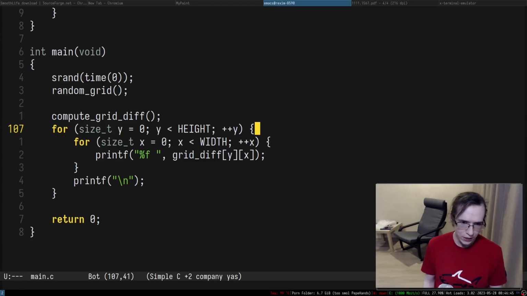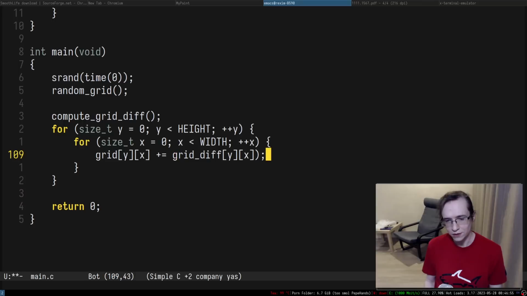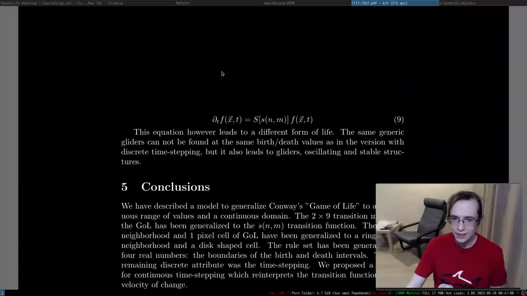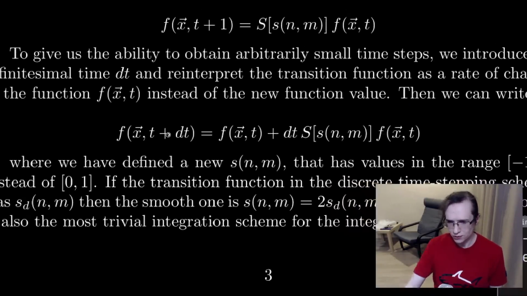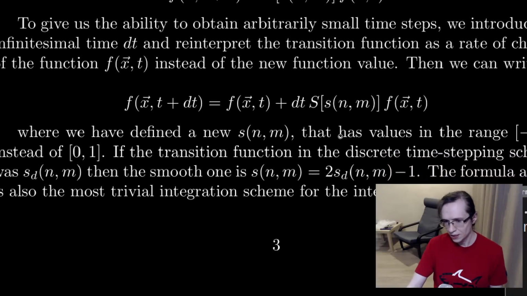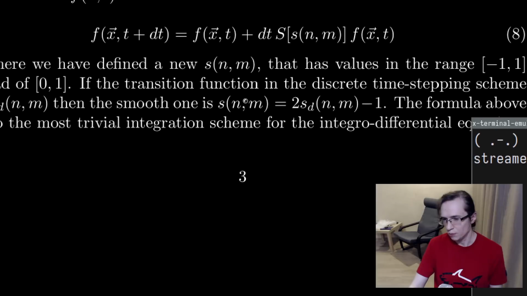The way you're supposed to update your grid, if I'm not mistaken, is grid yx plus the diff multiplied by dt, right? That's basically what you have to do, and I think they even mention it. Yeah, there we go. That's basically the formula. But if you want to do it like that, you actually have to remap the value s from the range from 0 to 1 to the range from -1 to 1. So multiply by 2 and subtract 1.